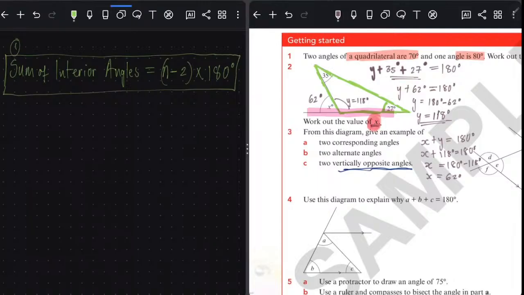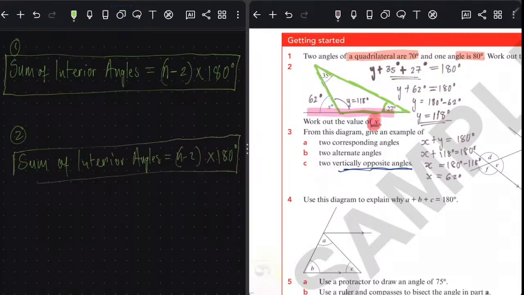Then you write 2. Number 2, I want you to write sum of interior angles is equal to n minus 2. Actually, I want it 50 times. Okay? The moment you finish the lesson, you should label it neatly. Then you send me, then you submit. Okay?